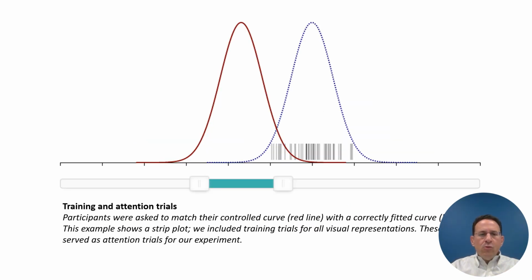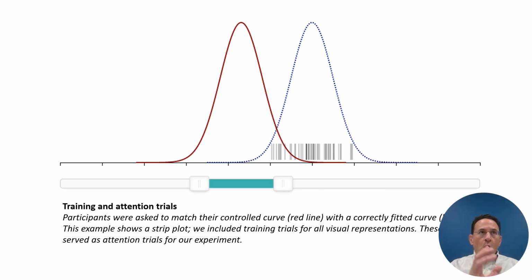So in addition to presenting the 4 visualization types and the apparatus that I've already demonstrated, we also did training and attention trials. Participants were asked to match their controlled curve in the red line with a correctly fitted curve, that is to say the blue dotted line. The example here shows a strip plot, but we did include training trials for each of the different 4 types.